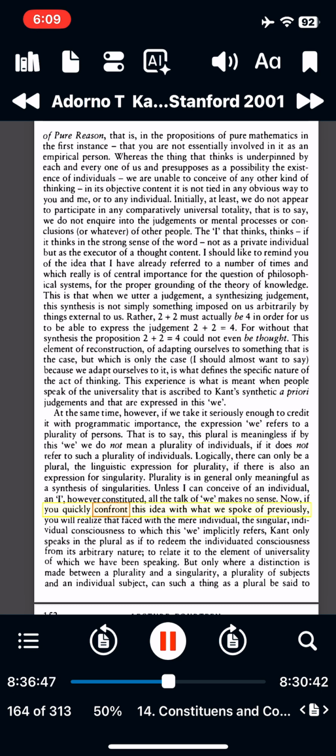Now, if you quickly confront this idea with what we spoke of previously, you will realize that faced with the mere individual, the singular, individual consciousness to which this "we" implicitly refers, Kant only speaks in the plural as if to redeem the individuated consciousness from its arbitrary nature. To relate it to the element of universality of which we have been speaking. But only where a distinction is made between a plurality and a singularity, a plurality of subjects and an individual subject, can such a thing as a plural be said to exist.